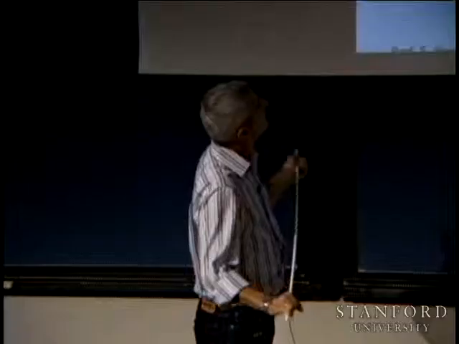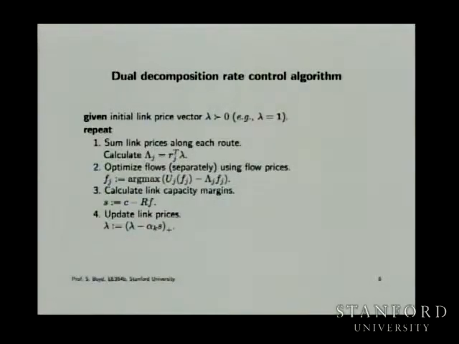Okay, so here's dual decomposition rate control. It works like this. You start with an initial link price vector. So, for example, you just say, look, everybody is a dollar per megabit per second. You just initialize that way. It doesn't make any difference.